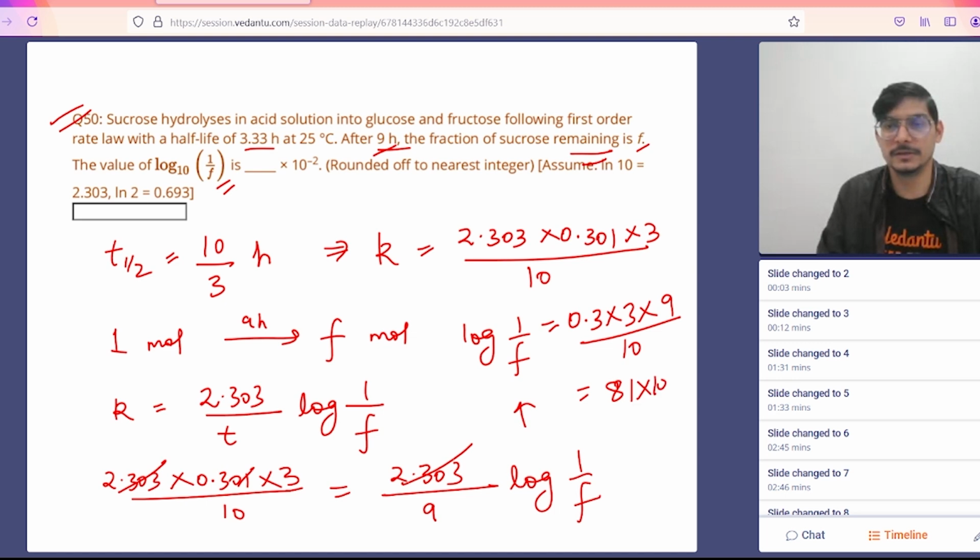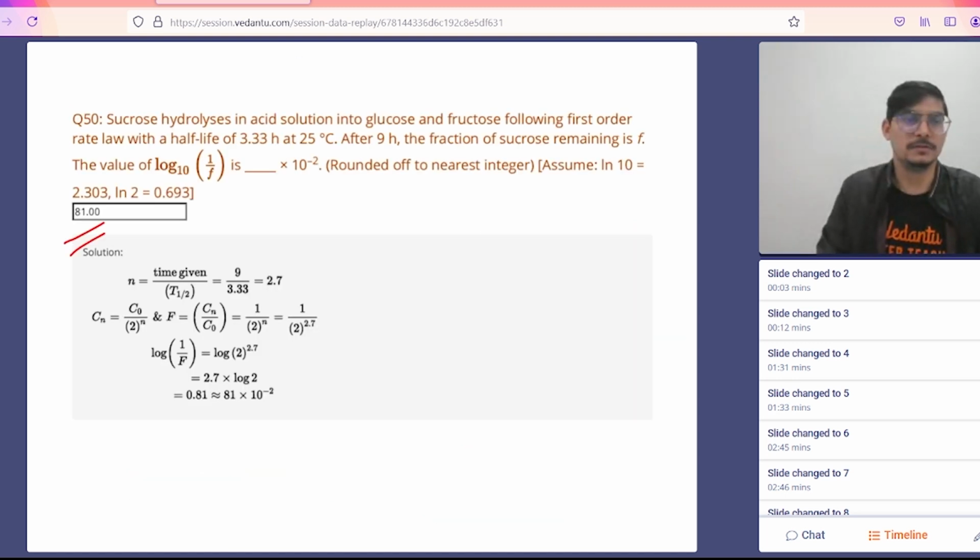So this is 81 into 10 raised to minus 2. So the correct answer here is 81. So that's all in the solution.